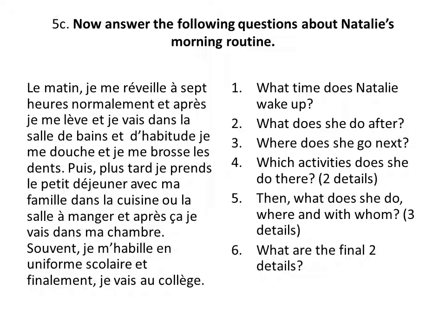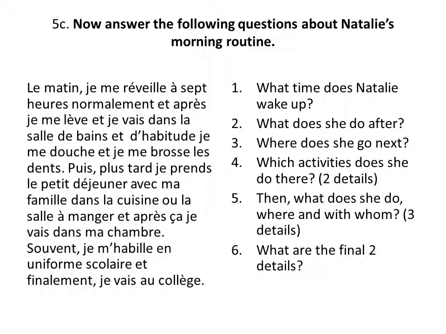Then what does she do? Where? And with whom? That's 3 details we're looking for. And then what are the final 2 details? Okay, so you're going to read through the text and answer those questions. And when you're ready to get the answers, you can press play. So the questions are in English, so I want you to answer in English to show you've understood the text. And then press play to continue to the answers.